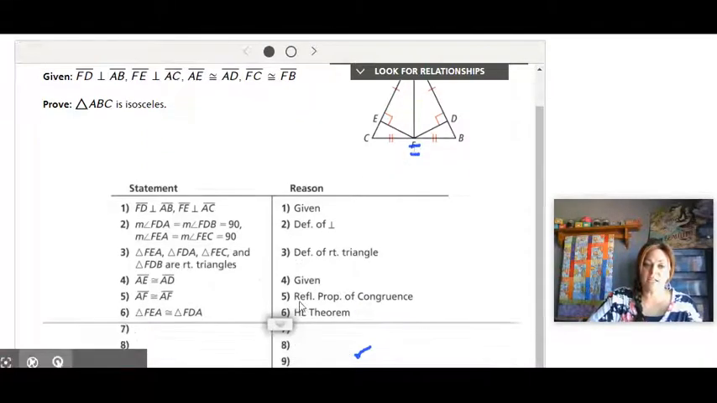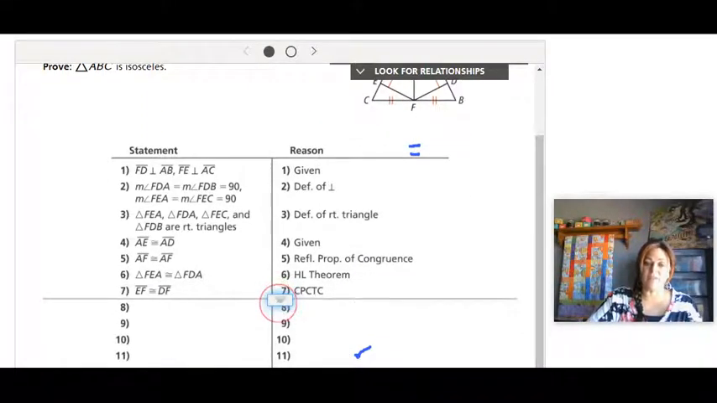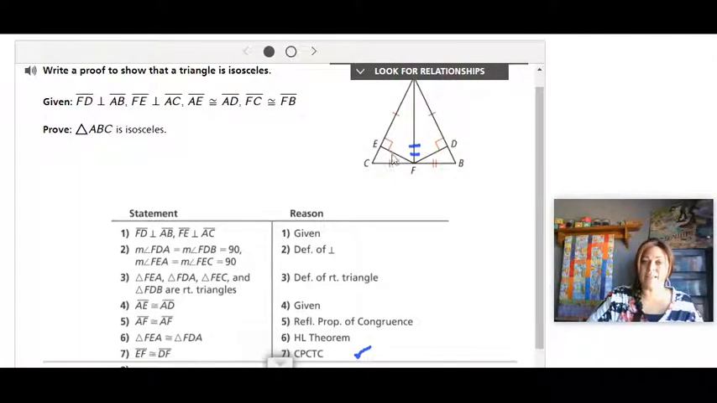So I'm going to switch and go down here a little bit more. CPCTC, that means once triangles are congruent, which they are. These triangles are congruent by HL. I need to show that some side lengths or angles are congruent. So EF is the same as DF. Well, if they're congruent triangles, then I'm going to put 3 marks here if I can, squeeze them in there. Then the side lengths are congruent. So because those two triangles are congruent, those side lengths are congruent.